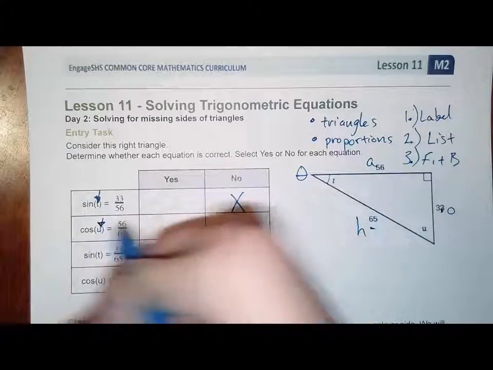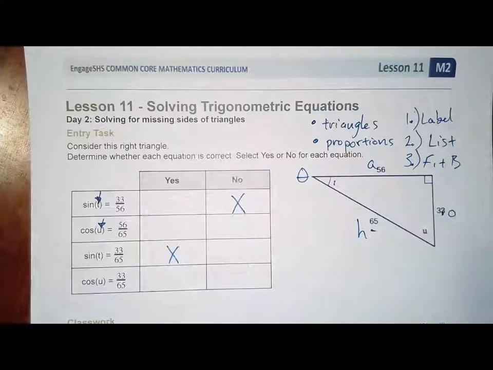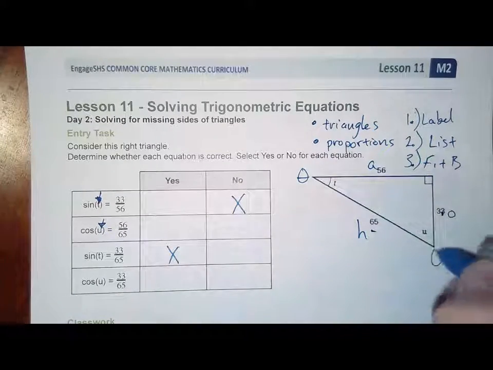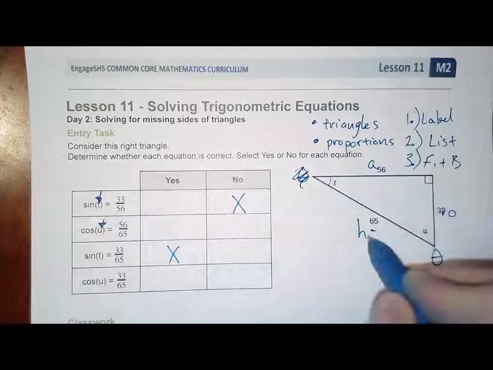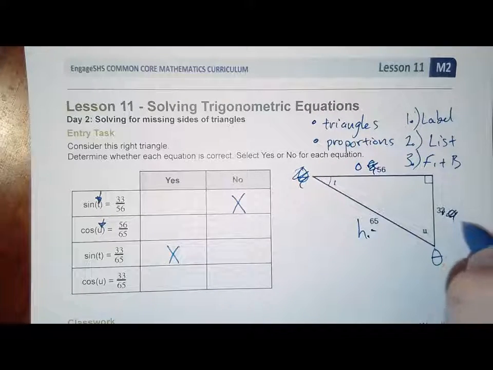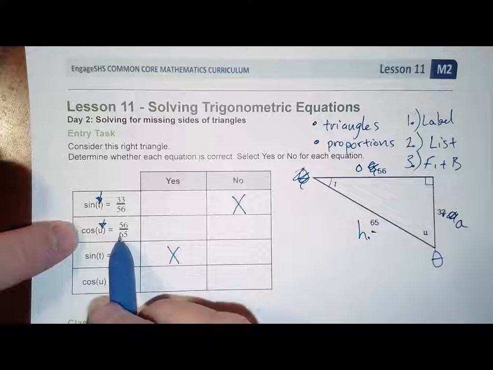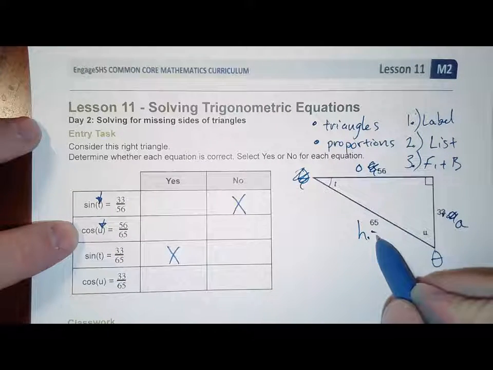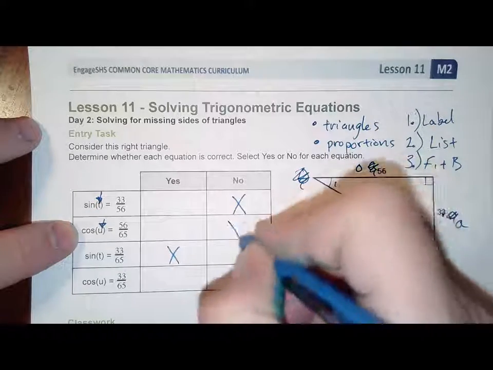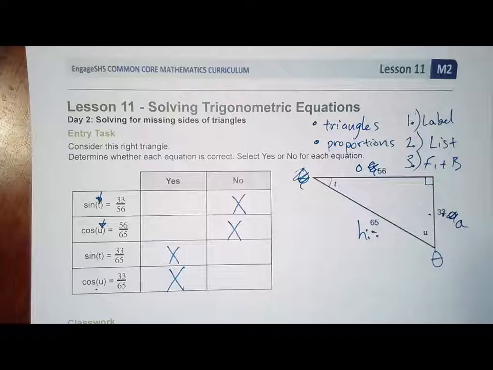If we switch and look at cosine of u, oh, by the way, 33 over 65, yeah, that's definitely sine. If we switch and look at cosine of u, theta goes there. H is still the hypotenuse, but the 56 is now the opposite side, and the 33 is now the adjacent side. So cosine would be A over H, 33 over 65, and that's not happening, but it is right there. Entry task done.